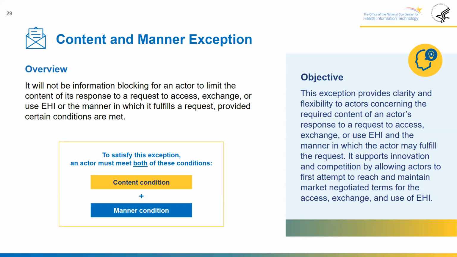This exception is really important, as I mentioned before, because it works as a funnel of sorts for other exceptions, particularly the fees, licensing, and infeasibility exceptions. And what I mean by that is that working through the content and manner exception will help the regulated community, or the actors, gauge whether those other exceptions really even come into play or should be considered. For instance, in many cases, the fees and licensing exceptions will only be used within the context of the content and manner exception because, as I'll discuss in the next couple of slides, the conditions of those exceptions do not apply if the actor is fulfilling a request in a manner requested. All right, next slide, please.